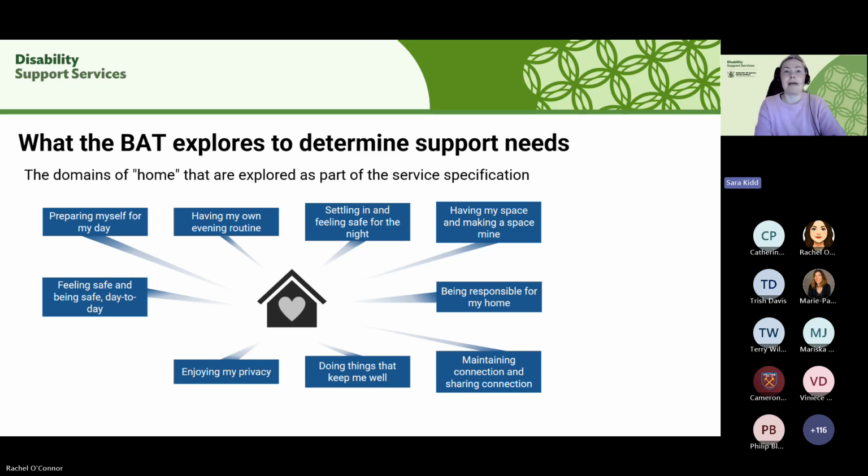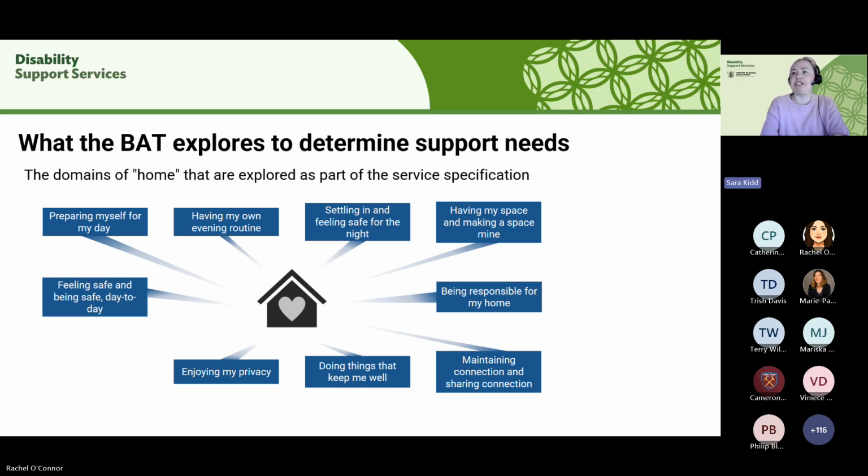Having my space and making a space mine. Part of a home is having one's own space, controlling what happens in that space, and taking responsibility for one's space. Being responsible for my home. This is part of making somewhere the home. Part of making somewhere our home is exercising some responsibility for how home works and how to ask for help to understand and make decisions about those responsibilities.